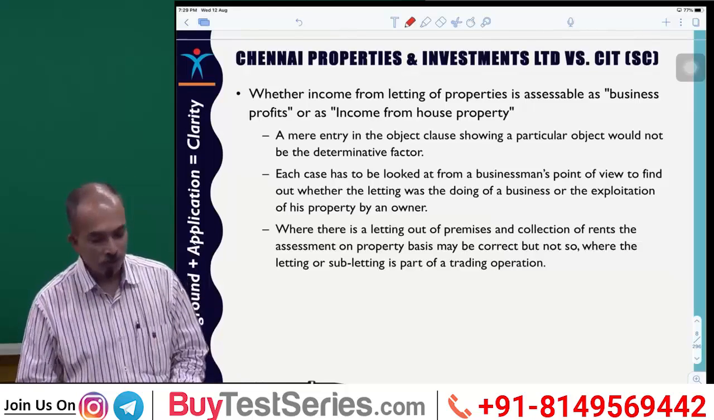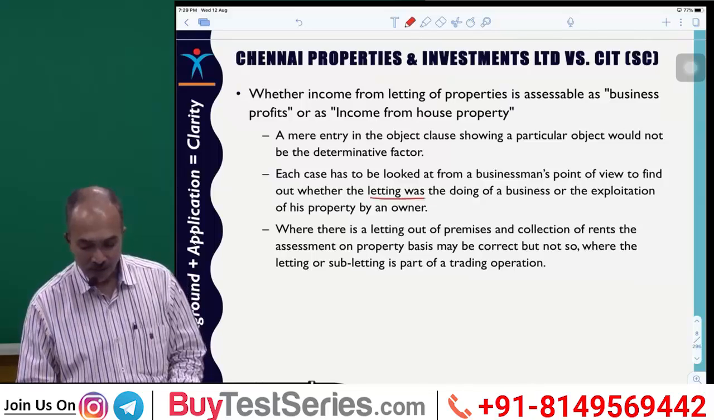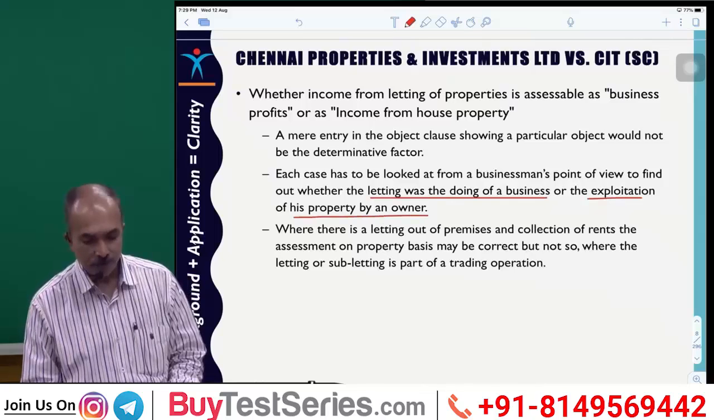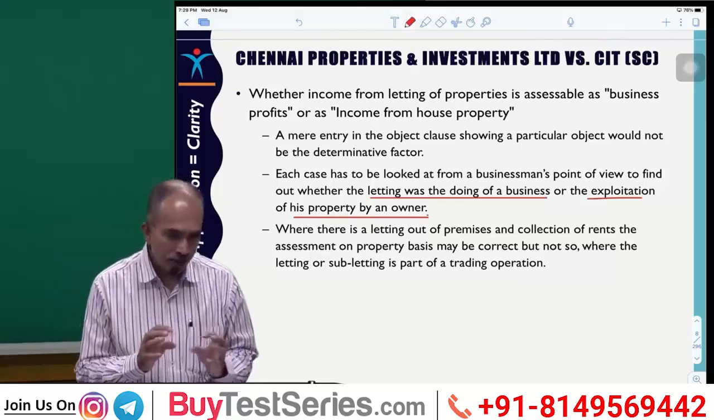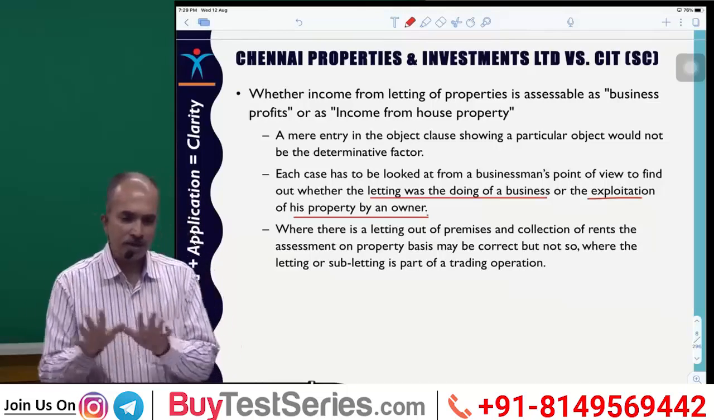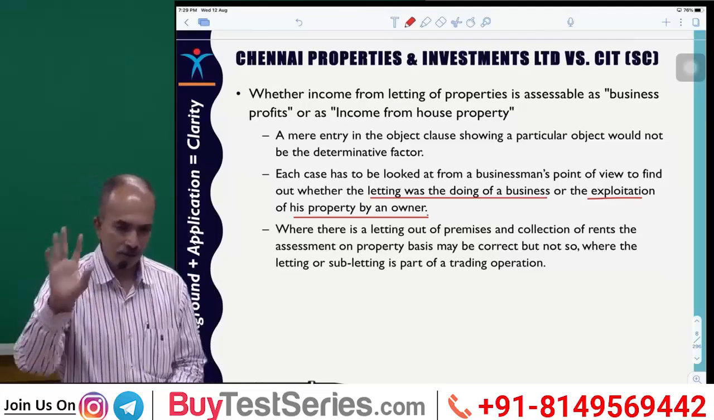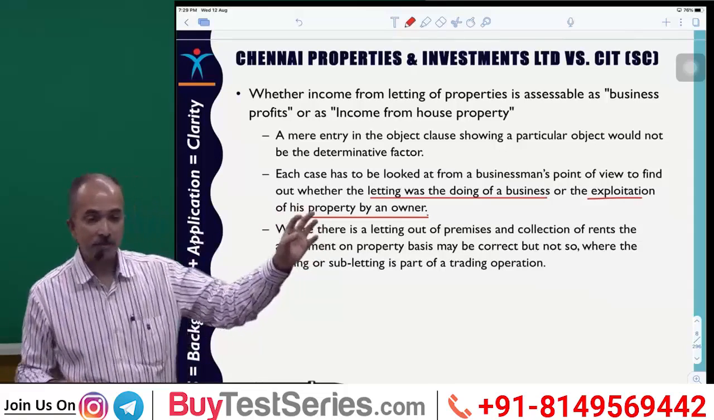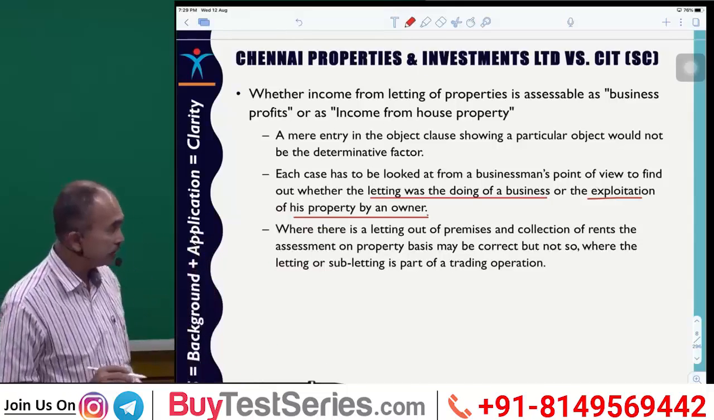Each case has to be looked at from a businessman's point of view to find out whether letting was the doing of a business or the exploitation of his property by an owner. So, are you really doing a business? Is your business itself of letting out? Or merely you are an investor, you are owning a building or a property and you are giving it on rent? You have to look at the facts. Do not be guided by what is given in the memorandum or in your articles. Right? So, object clause is not going to be deciding.